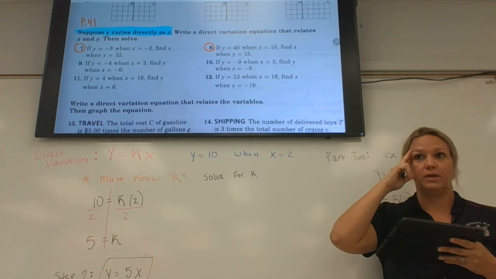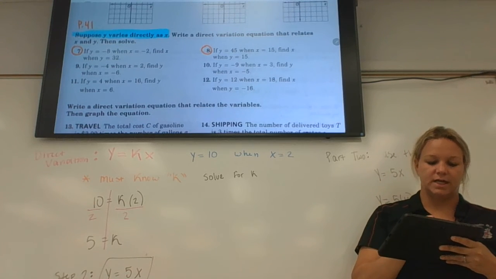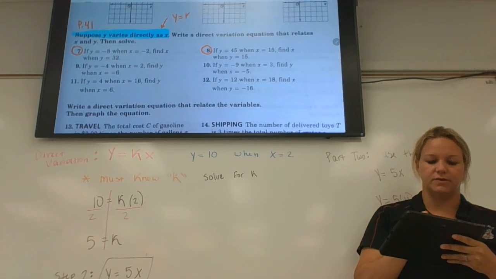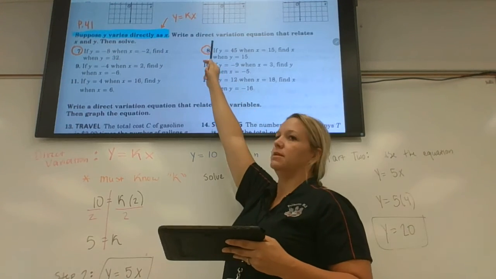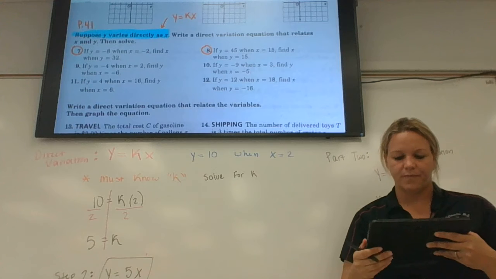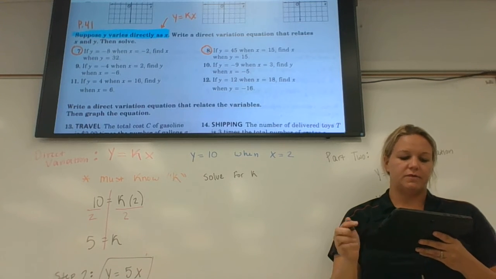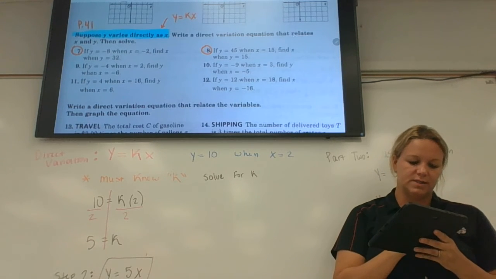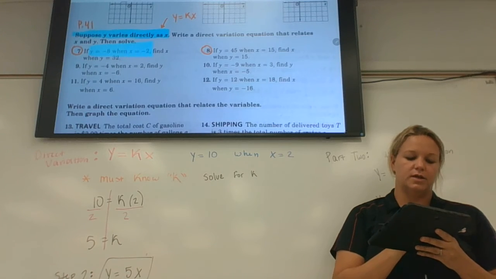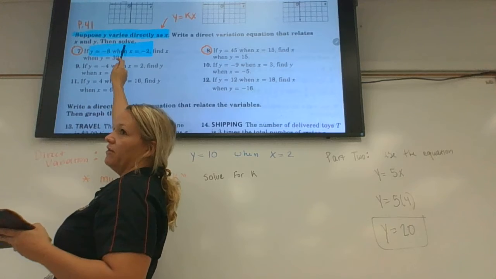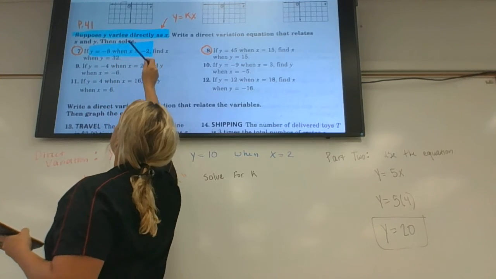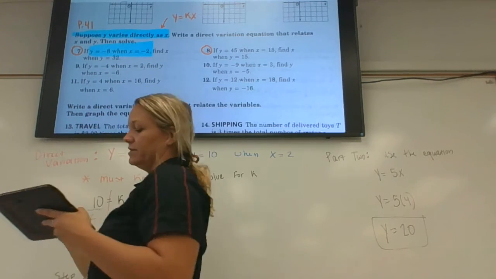I read the words, and my brain tells me the model that I'm using. Write the equation that relates x and y. So this is part 1. You plug in these two values. It says then solve. That's the part 2 we were doing. So then find x when y is 32.